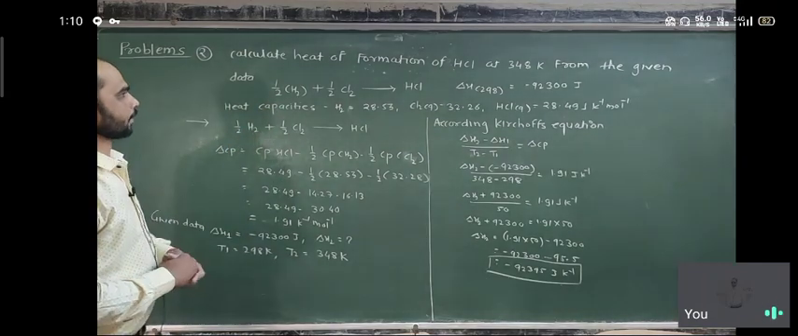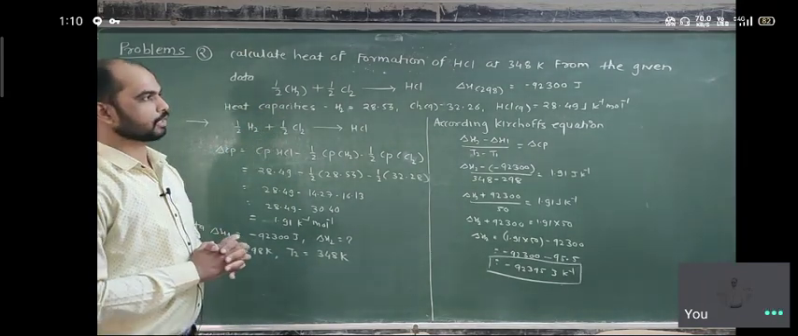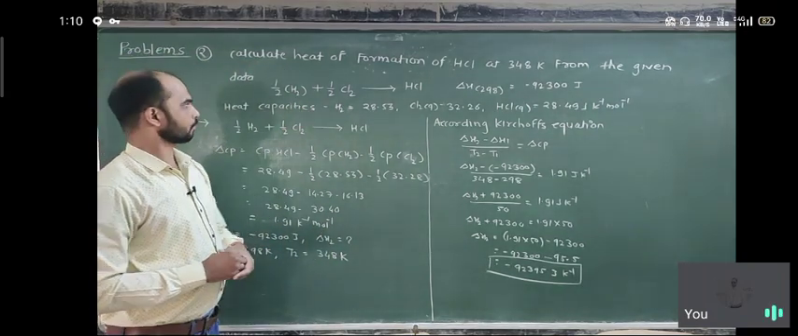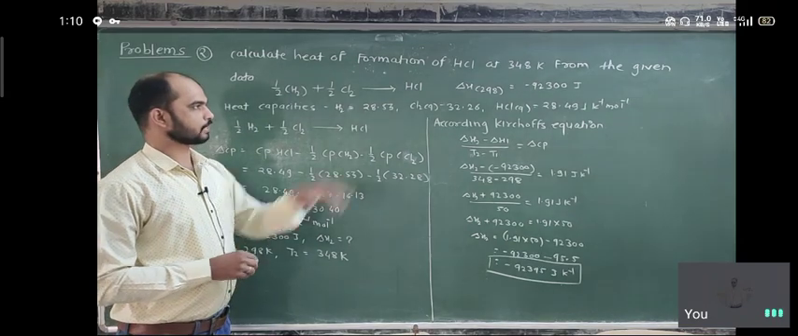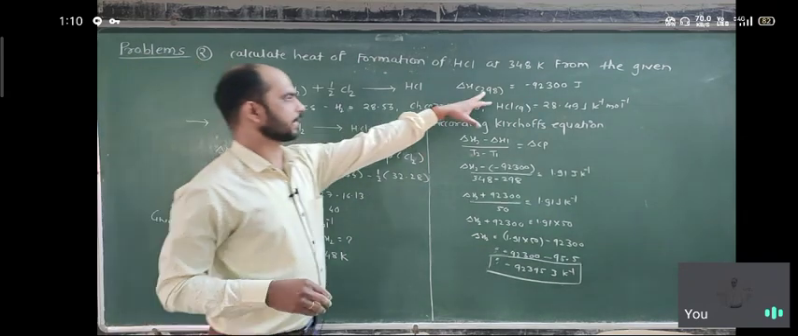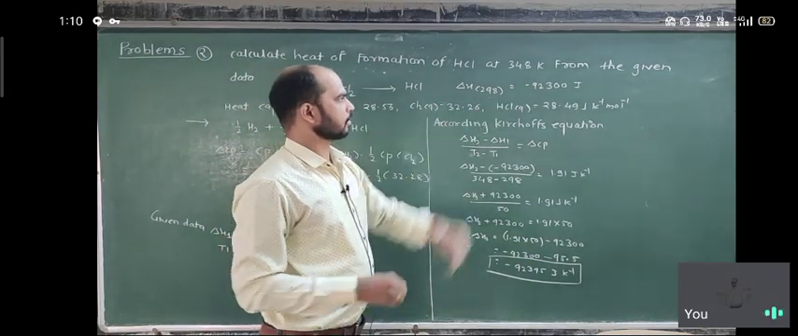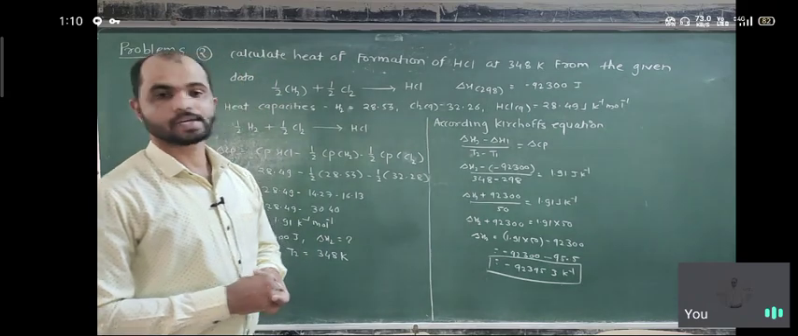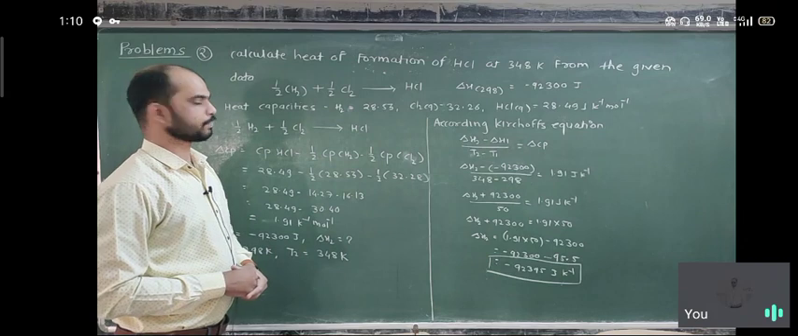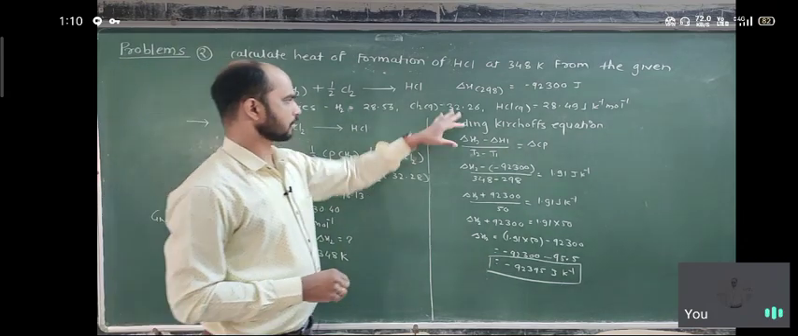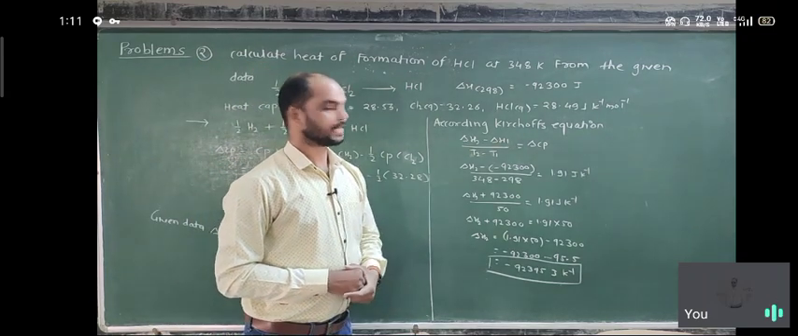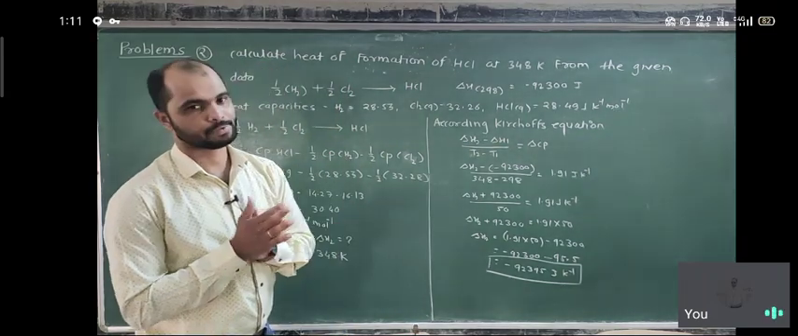The second problem is: calculate the heat of formation of HCl at 348 Kelvin from the given data. The reaction is given to you: 1/2 H2 plus 1/2 Cl2 gives HCl, and the delta H at 298 Kelvin, meaning T1, is minus 92,300 joule. The heat capacities are given. For H2 it is 28.53, for Cl2 it is 32.26, and for HCl it is 28.49 joule per Kelvin per mole.